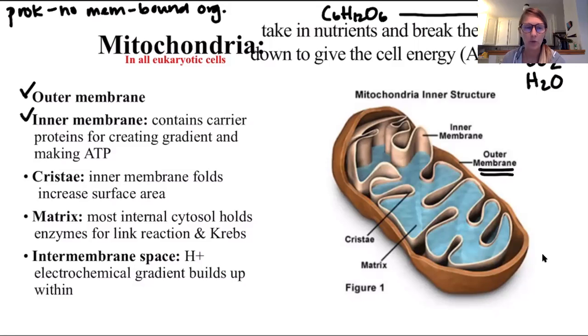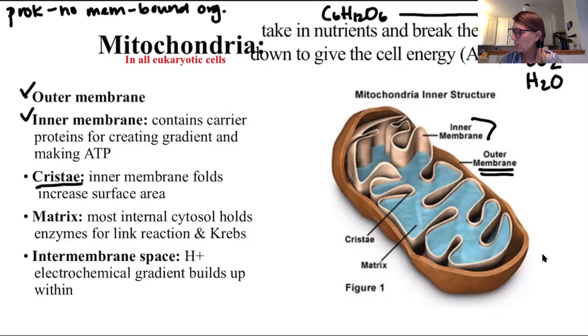Then we have an inner membrane, and that inner membrane is folded into these really crazy folds called cristae. Those are the inner membrane folds, and that increases the surface area, which allows for more regions where ATP can be produced. So we're increasing the surface area so that we can increase the energy production.